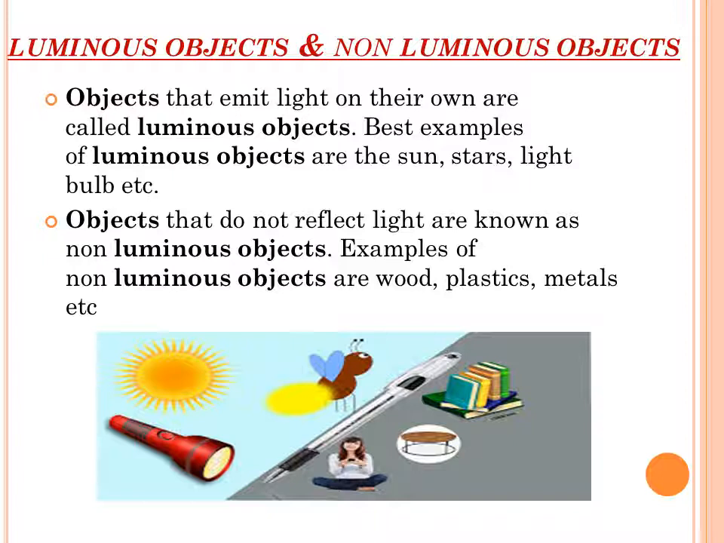So objects that do not emit light, opposite to luminous, are known as non-luminous objects. So there are various objects which do not emit light. We have wood that does not emit light, plastics, metals, books, even our body is also non-luminous, that means we also don't emit light. So these all are a definition and example of luminous and non-luminous objects.